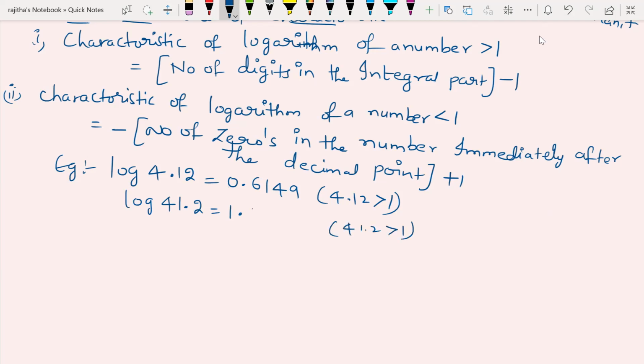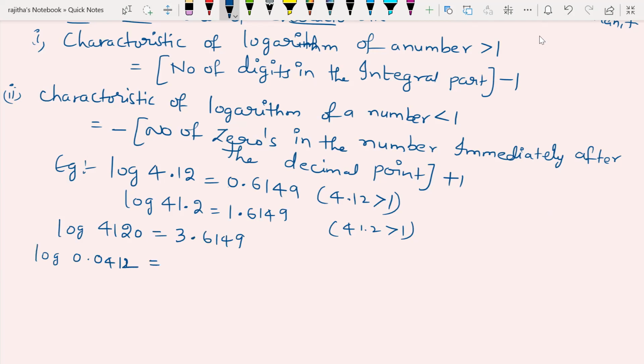So here also 1.6149. Next one more, logarithm of 4120. Here the number of integral digits is 4. 4 minus 1, 3. So 3.6149. Okay.